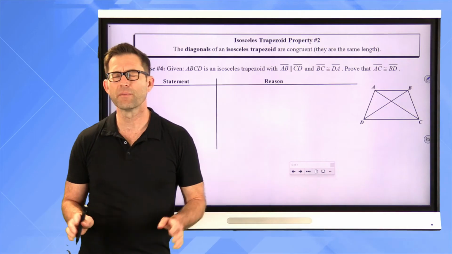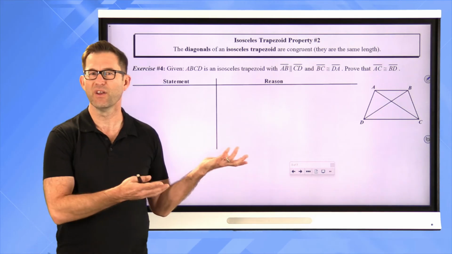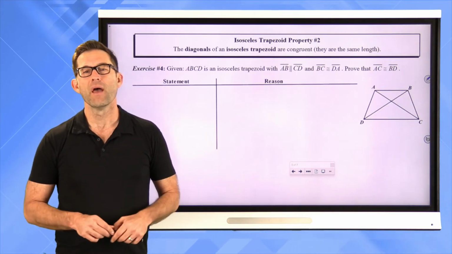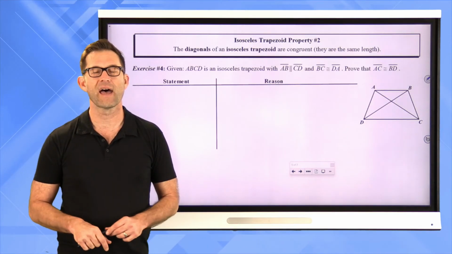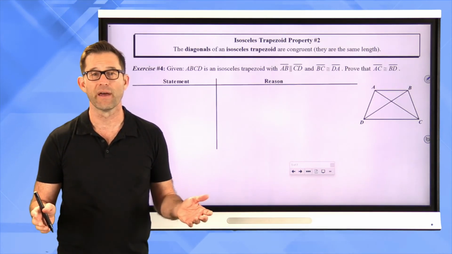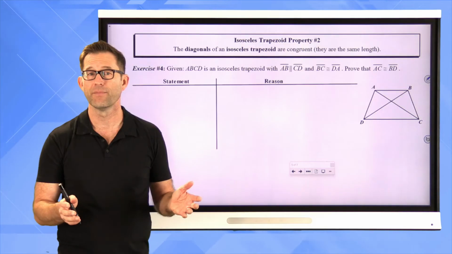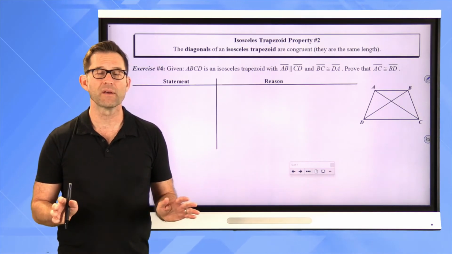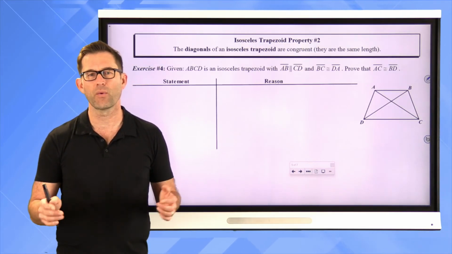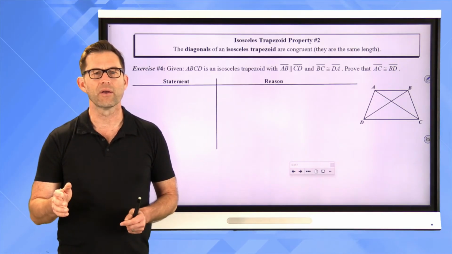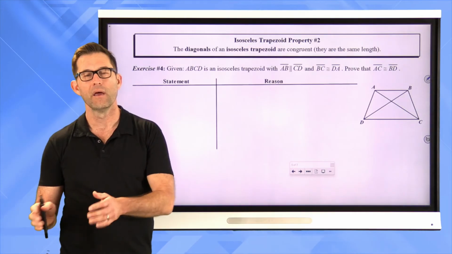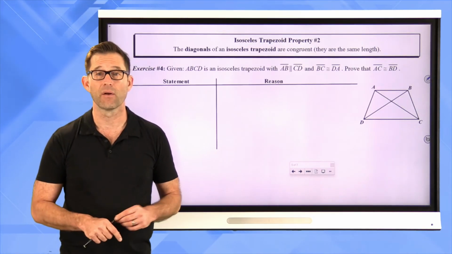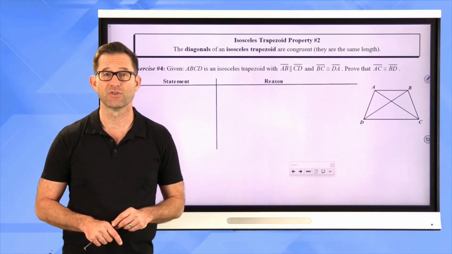Now, I want to point something out before we prove this, because you know we're going to prove it. There's only one other special figure so far that we've had that's had diagonals that are the same length, and that's the rectangle. It's important to note this, because if you ever see a trick question that says a quadrilateral with congruent diagonals must be what, it doesn't have to be a rectangle. It could also be an isosceles trapezoid.